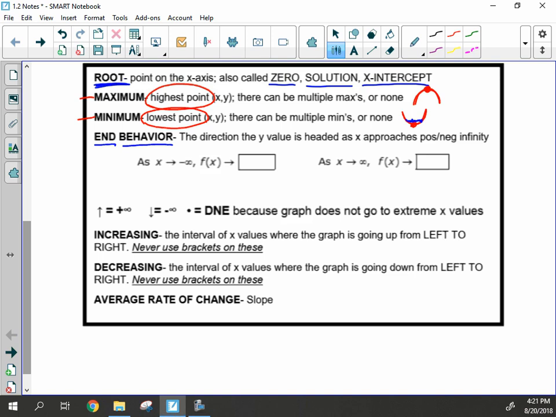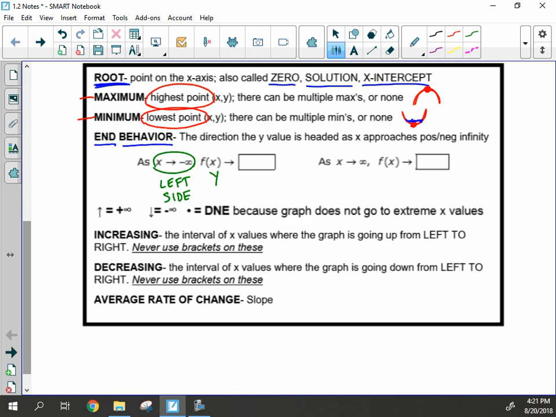So look at the left end and see which way the y's are going. Are the y's going up or are they going down? If they go up, it's +infinity, and if they go down, it's -infinity. Now, all of these end behaviors, they're going to have two ends. They're going to have the left end and the right end. So this right here, since it says +infinity, that's going to be the right side. So right side. And f of x just means y.